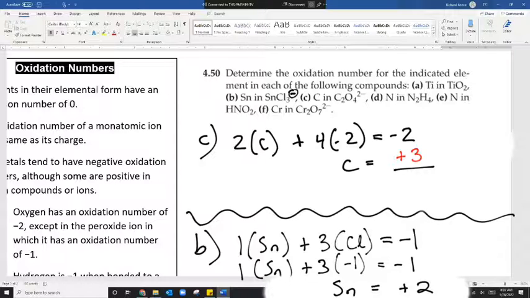So 2 carbons plus 4 times -2. I know oxygen is not a peroxide here. It's not pure oxygen, so I'm going to go with the idea that oxygen is always -2 almost all the time. So we get that, and we get +3 there. They're just solving for C like you're solving for X.